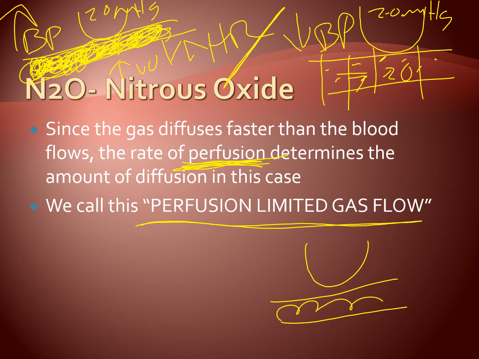So under normal, non-diseased lung conditions, your body is perfusion limited. That means in this situation where you have high blood pressure, if you increase someone's heart rate, if you increase someone's blood pressure, you will then increase the amount of oxygen that can get into the bloodstream.